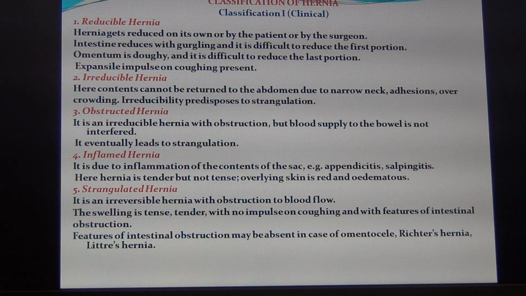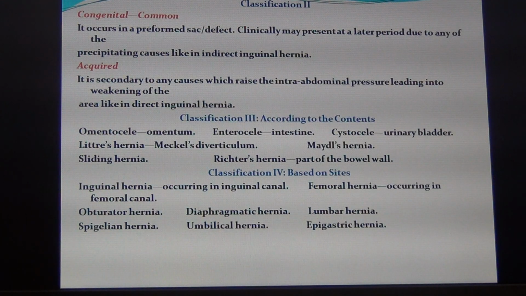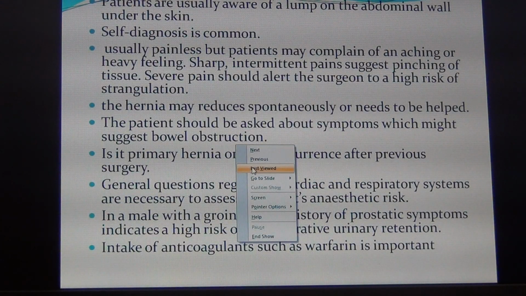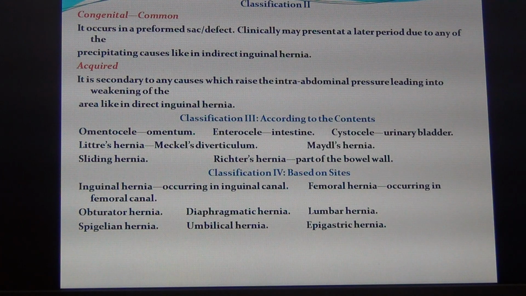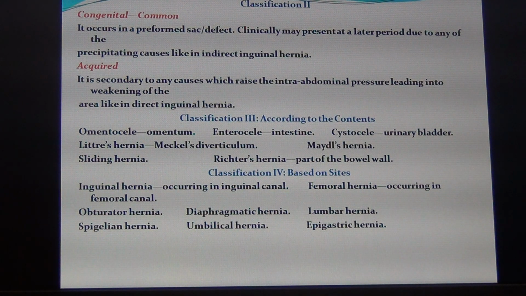Classification of hernia. Another classification is the clinical classification, which is reducible hernia, irreducible hernia, obstructed hernia, inflamed hernia, and then strangulated hernia. The other classification is the congenital, according to the timing of congenital hernia. It occurs in a preformed sac defect. Clinically it may present at a later period due to any of the precipitating causes, like in indirect inguinal hernia. Most of the hernias in infancy are indirect inguinal hernia.